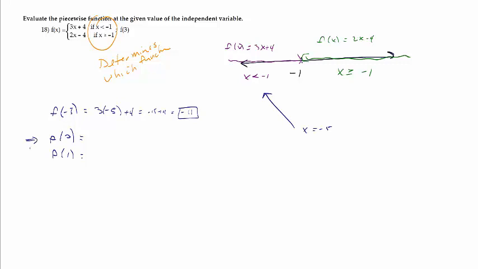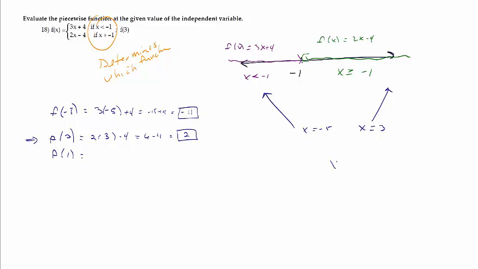For f of 3, and this is the one we were asked for on the practice test, where does x equals 3 fall? So x equals 3 is going to be over here. So I'm using the function 2x minus 4. So 2 times 3 minus 4, we'll get 6 minus 4, which is 2.